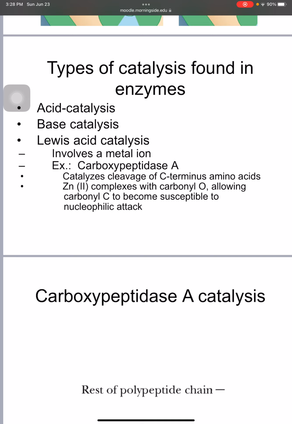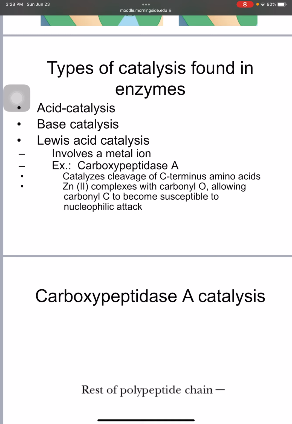Some of them involve acid catalysis, right? That's where an acid will donate a proton to kind of start things off. Some of them will have base catalysis, right? That's where you might have a deprotonation to start things off. You might have a Lewis acid catalyst.